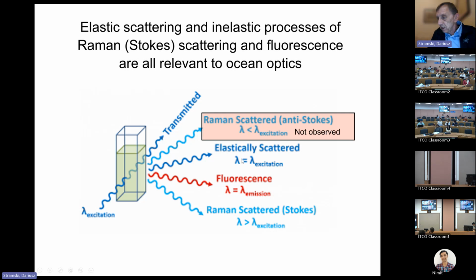So this slide indicates elastic scattering, inelastic scattering processes, and fluorescence, which are all relevant to ocean optics. So imagine a sample of water illuminated by a beam of light of a certain wavelength. And so what you can see, a portion of energy can be transmitted. Some energy can be absorbed, which is not visualized explicitly here. And some of the energy can be elastically scattered, so no change in wavelength. There's a potential for fluorescence depending on compounds here, such as chlorophyll, which can produce fluorescence, and also Raman scattering, Stokes scattering, because anti-Stokes doesn't occur under typical environmental conditions in the ocean.